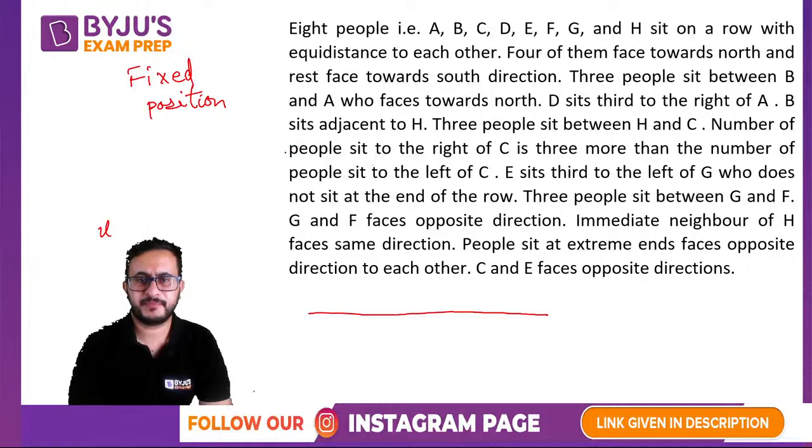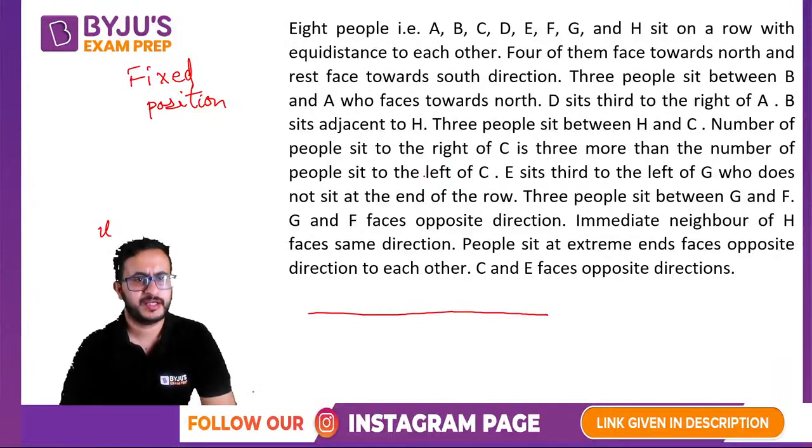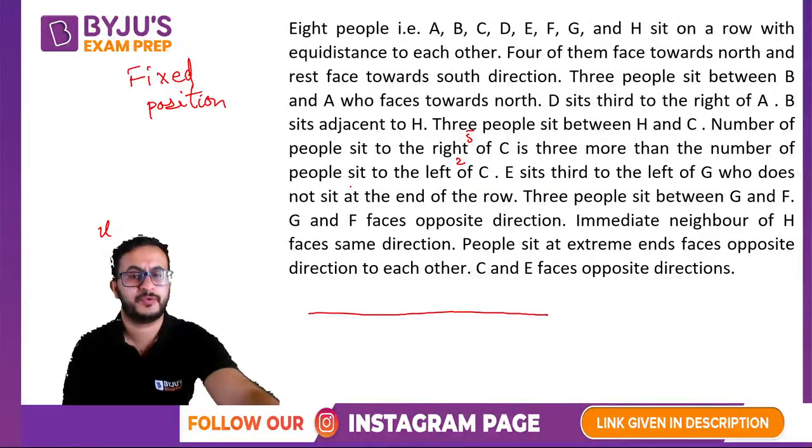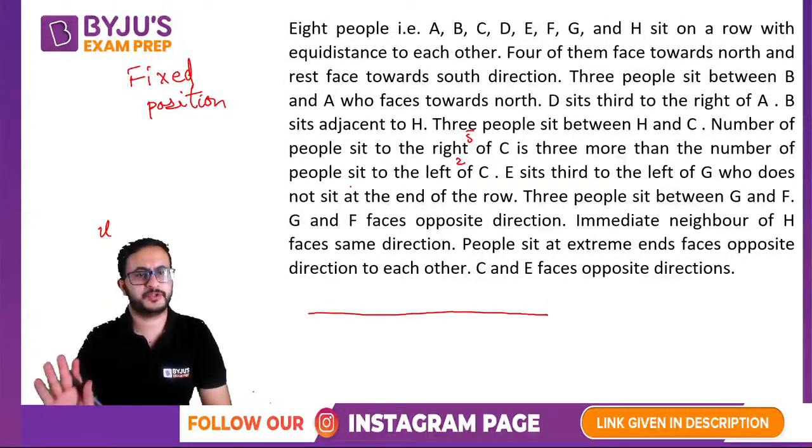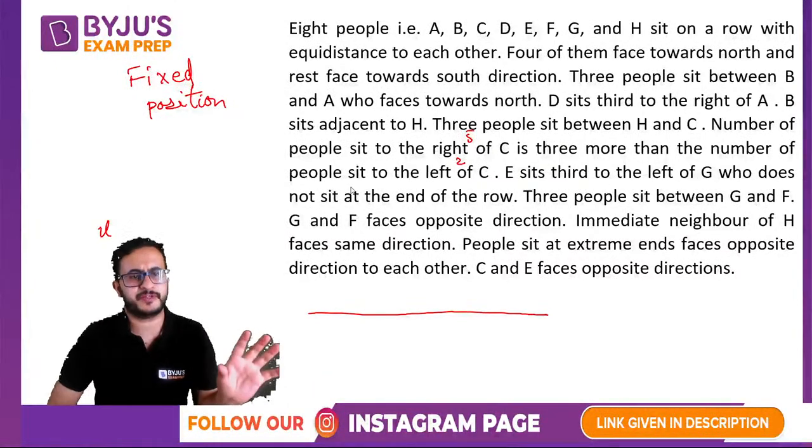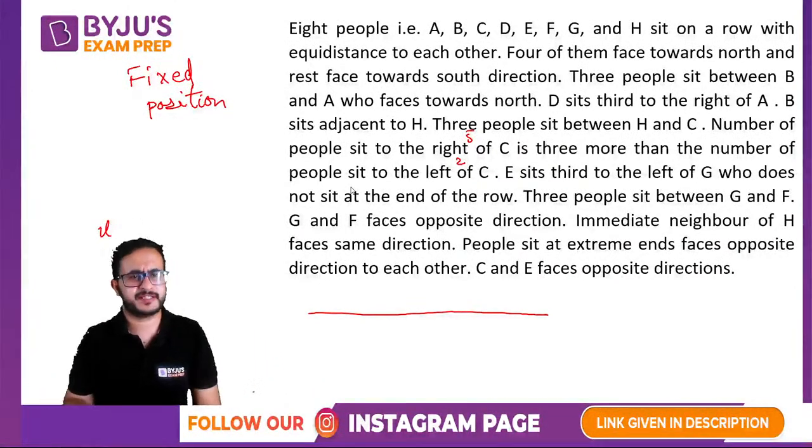What does it say? The number of people sitting to the right of C is 3 more than the number of people sitting to the left of C. Now there are a total of 8 people, and one is C. So right of C is 3 more than left of C: left of C will be 2 people and right of C will be 5 people. That is what you will get, because that is what gives you a fixed position. Other statements do not give you a fixed position. You will get too many cases.